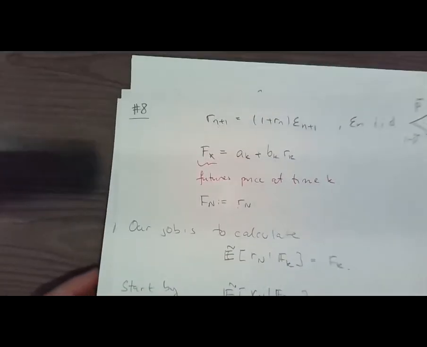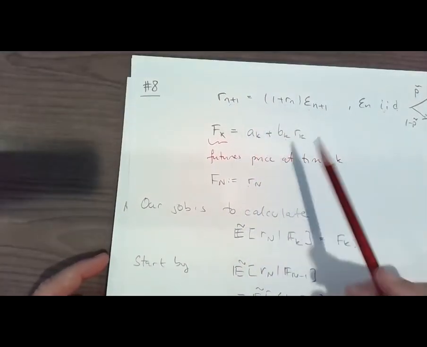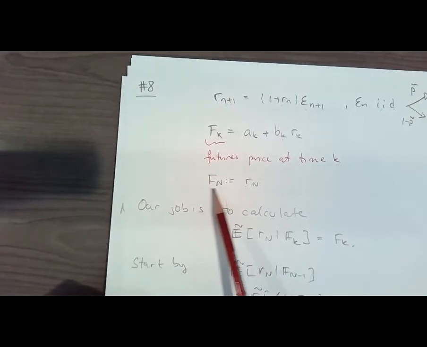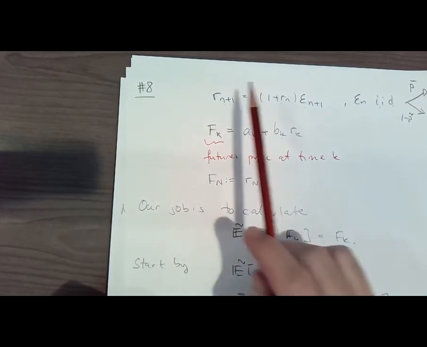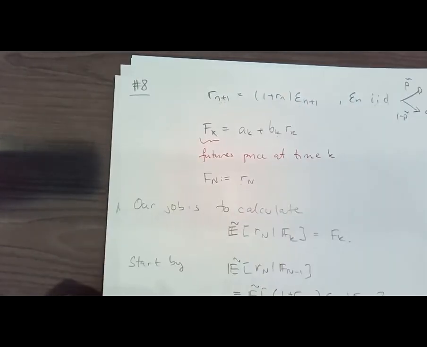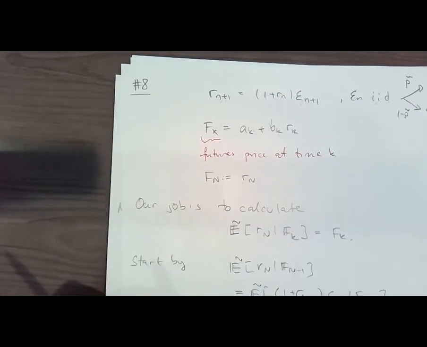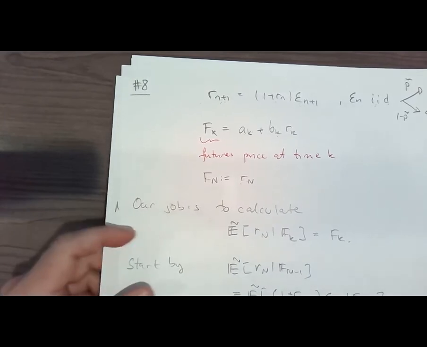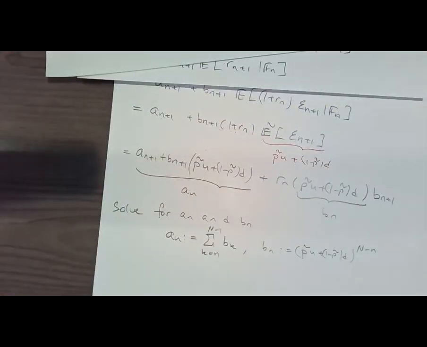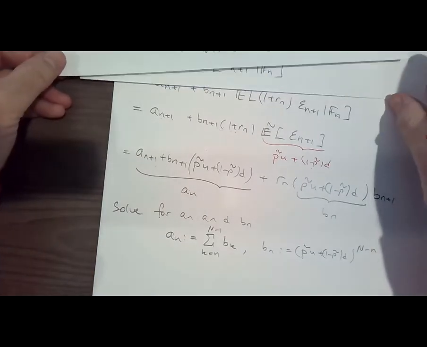So this is how the futures price process looks in a model where the terminal value of the futures price is pinned down to be Rn, and where the interest rate model has this form. How does that sound? Do you have any questions on futures?